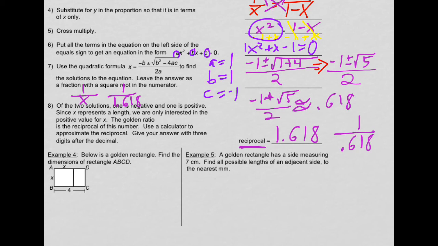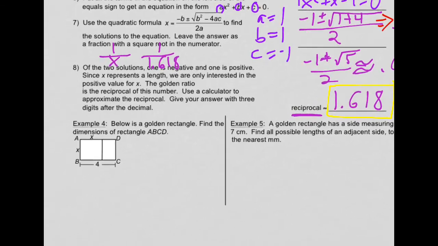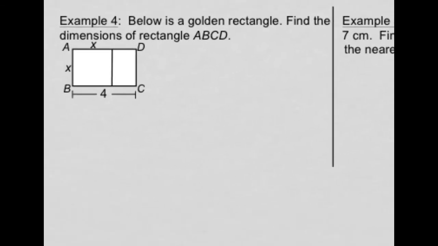And that 1.618, you will definitely want to memorize that number. That's our golden ratio, 1 to 1.618. Okay. Example 4 below is a golden rectangle. Find the dimensions of rectangle A, B, C, D.